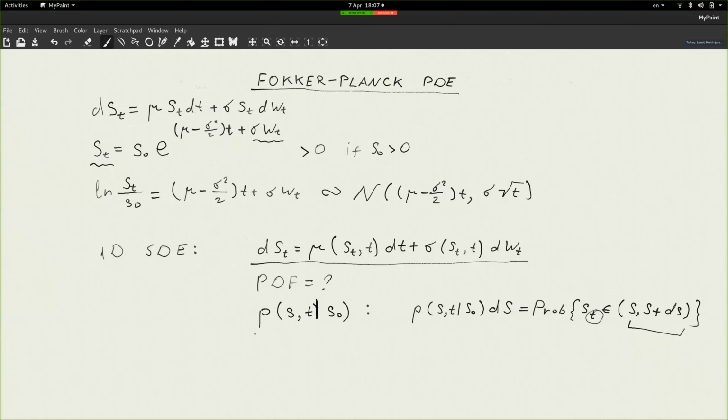Okay, so the question is how to construct this function P of s and t. This function P of s and t is indeed a function which satisfies this Fokker-Planck partial differential equation. I can write it down for you, but it wouldn't be that interesting. Let us try to derive this partial differential equation. Okay?